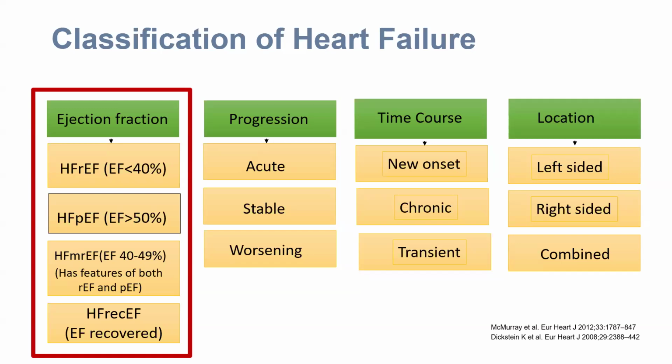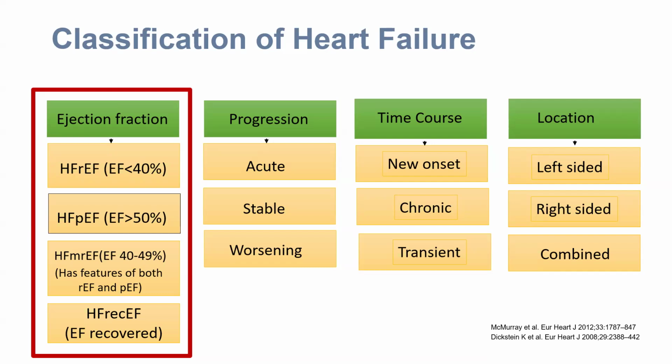So heart failure with reduced ejection fraction is defined as an ejection fraction less than 40%. Heart failure with preserved ejection fraction is defined as an ejection fraction more than 50%. And heart failure with mildly reduced ejection fraction is an ejection fraction between 40 and 49. And then heart failure with recovered ejection fraction is those patients that had an ejection fraction below 40% previously, but now it's above 40%, or it has improved by at least 10 points.